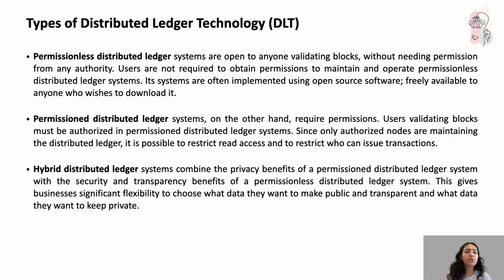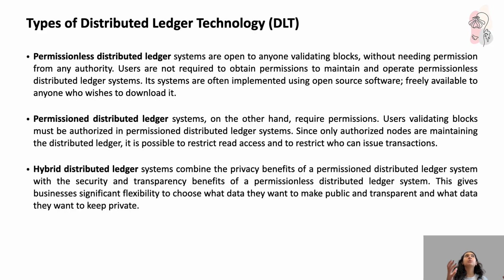Types of distributed ledger technologies. We go by permissionless, we go by permissioned, and then we take the best of both worlds and make it hybrid. So permissionless DLTs are open to anyone validating blocks without needing permission from any authority. Users are not required to obtain permissions to maintain and operate permissionless distributed ledger systems. These systems are often implemented using open source software that is free to use, freely available to anyone who wishes to download it.